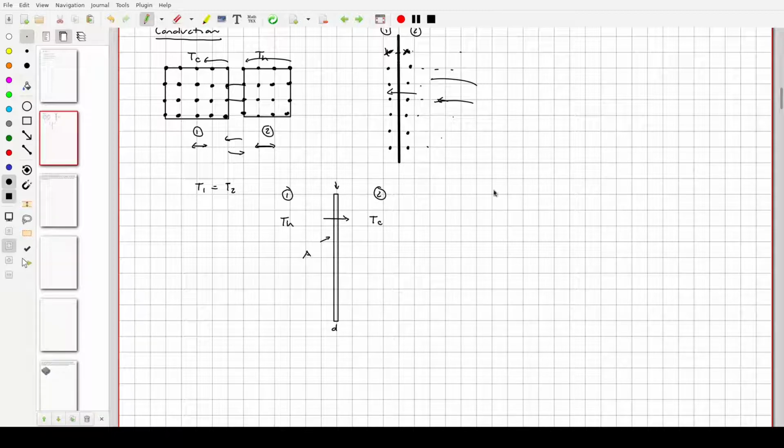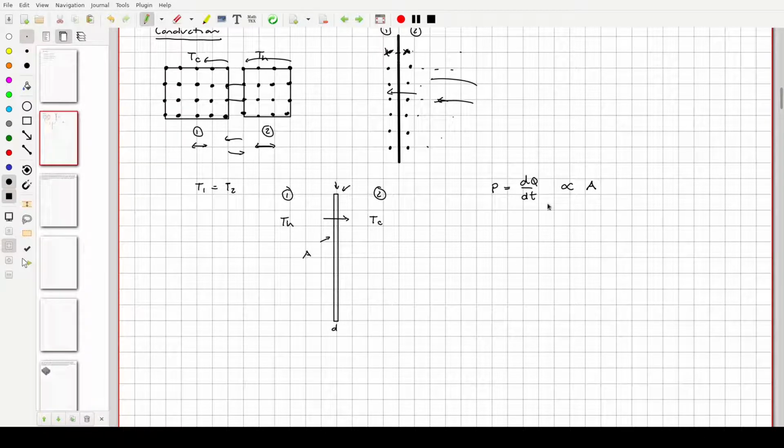So you could talk about the power that's being lost from region 1 and into region 2. But it has to traverse this material right here, whatever this is that's separating the two. So now power is really just how the heat is changing with respect to time. Okay? And if you think about it, it's going to be proportional to the area.